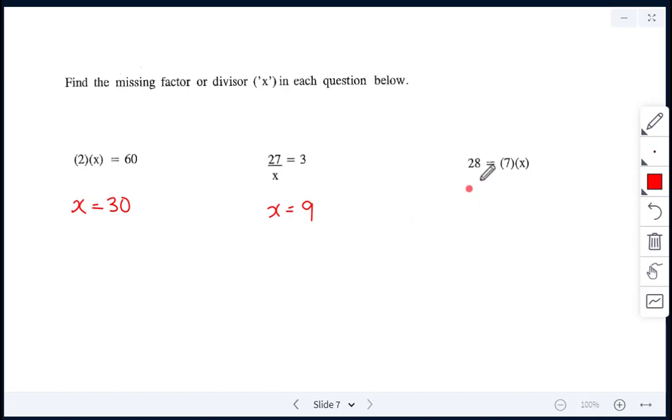And then here, it is written the other way. It's 28 is equal to 7 times x. But either way, even if it was written 7 times x is equal to 28, we still have to figure out what x would be. So here x would be equal to 4, because 7 times 4 gives me 28.